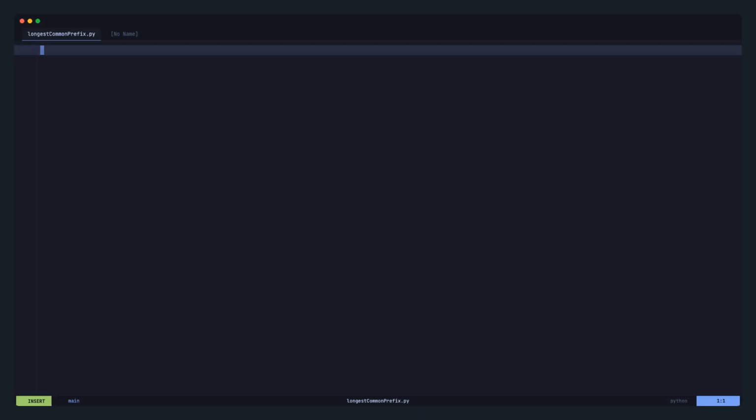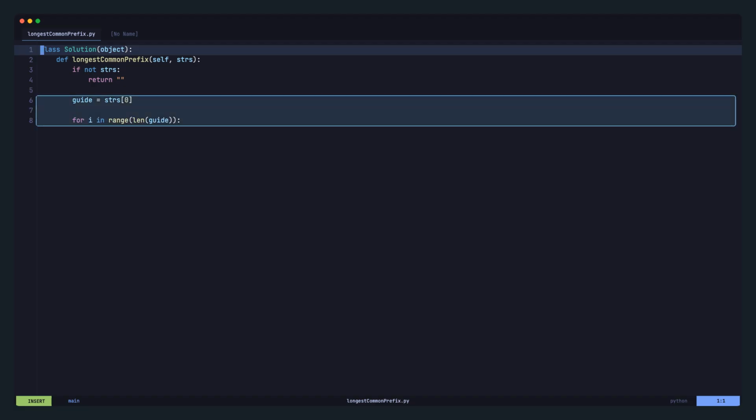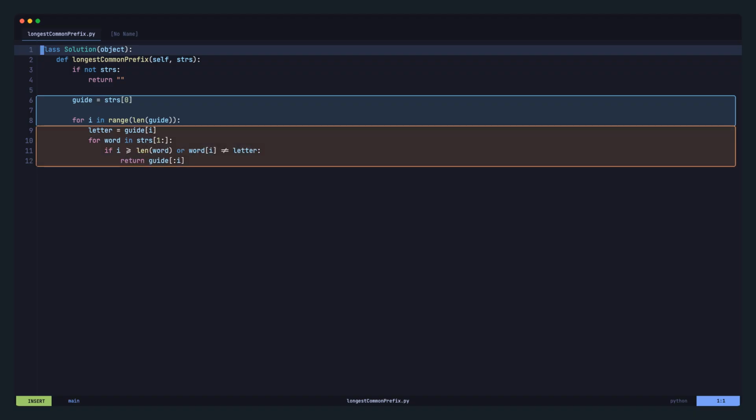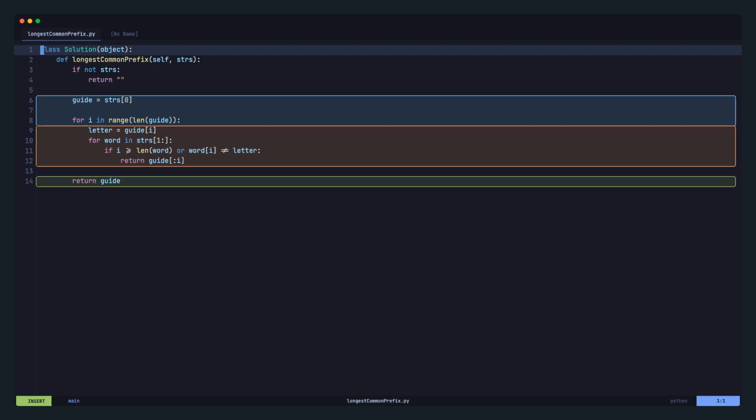Let's write it. The skeleton is a class with one method, and we'll handle the empty list up front. We grab the first word as our guide, then loop over its letter positions one column at a time. Inner loop checks the same column in every other word. If the word is too short, or its letter doesn't match, we bail and slice the guide up to here. And if we make it through every column without stopping, the whole guide is the common prefix. Hand it back. And that's the pattern. When pairwise feels wasteful, flip the loops and walk by column instead. You'll see this trick again.